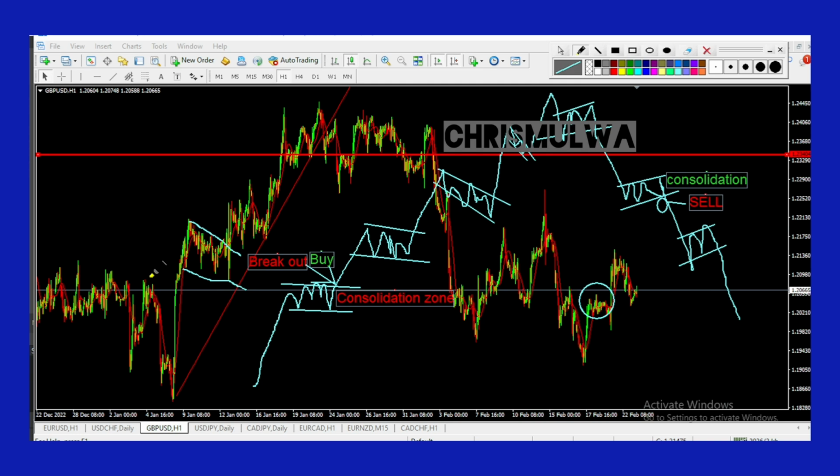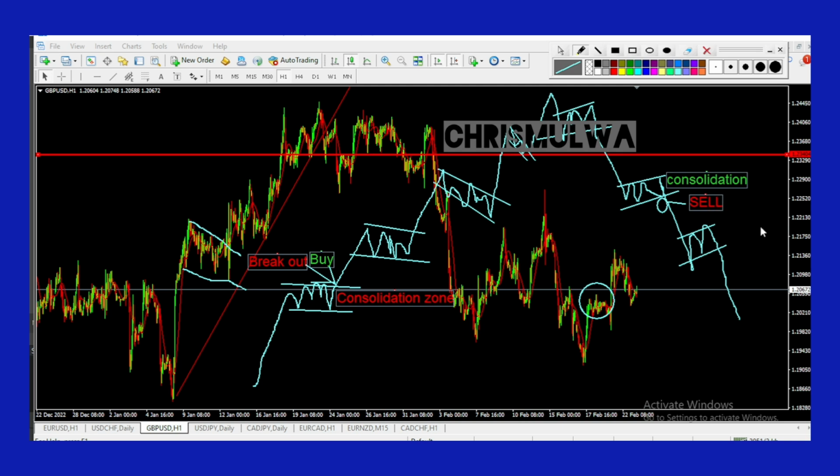So as simple as that, you can see that the market moves like that: breaks out, consolidates, breaks out, consolidates, breaks out. Once the market leaves the consolidation area, that is when we place our trades. Even in this case, when the market leaves this area, that is when we place our sell position. The same applies to this area. Once the market leaves this zone, that is when we place our buy position.